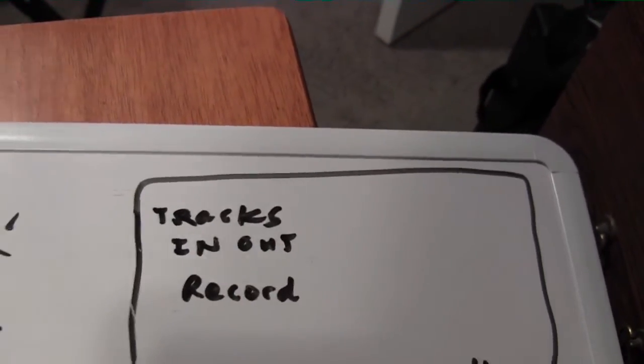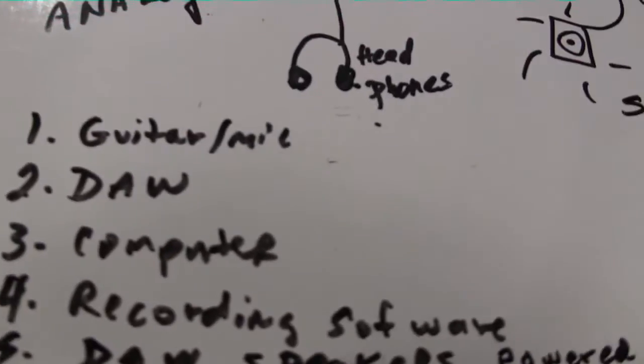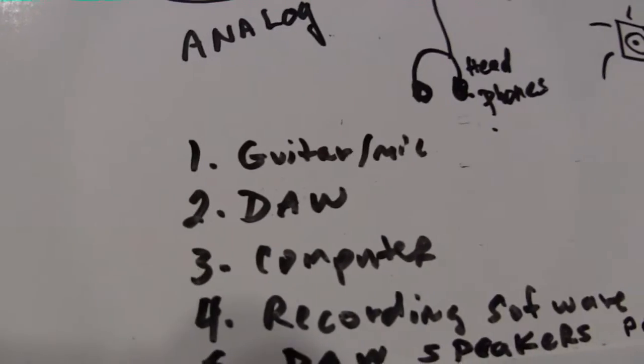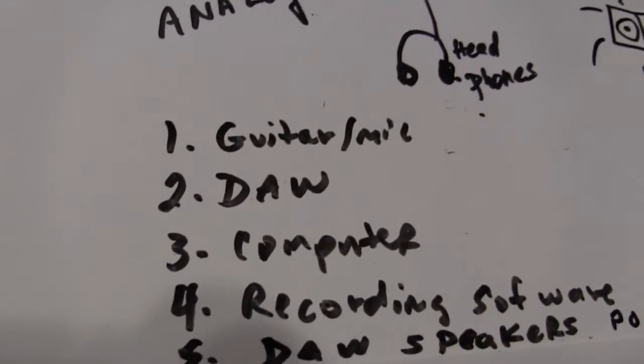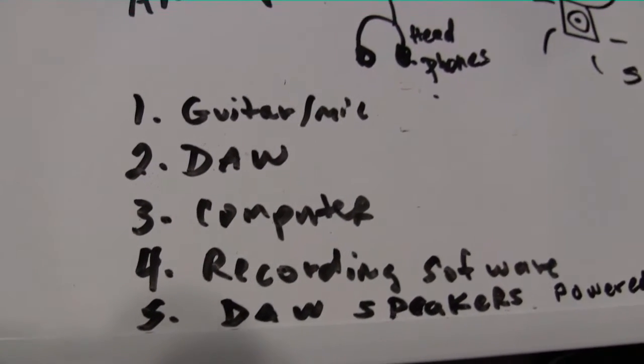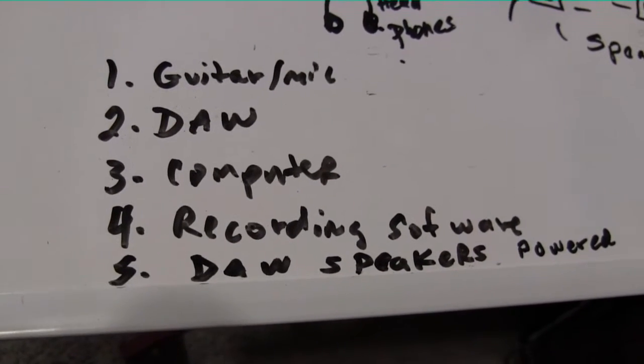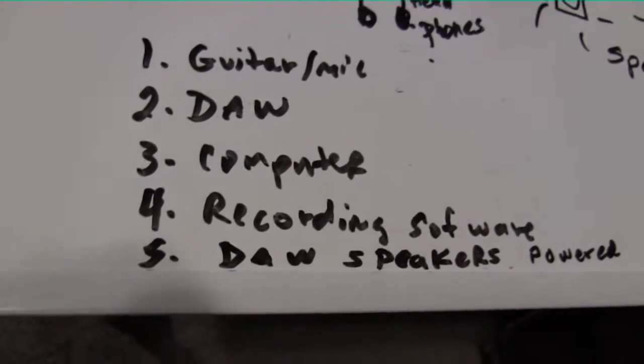Then you'll record on the tracks, and you'll see how that works. So in short, you need a guitar, a mic, some kind of input. It goes into a DAW. The DAW goes into the computer via USB. You go and get some recording software, or the DAW should have come with recording software.